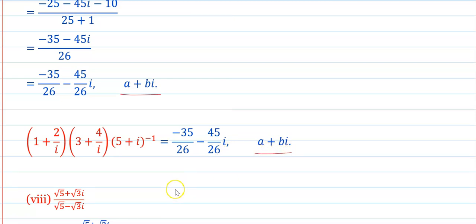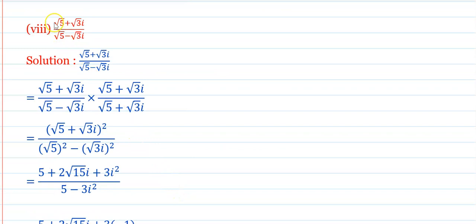Okay. Now the next problem, (root 5 plus root 3 i) upon (root 5 minus root 3 i). See, this is the expression. In this expression also, for simplification we will multiply the numerator and denominator by the conjugate of root 5 minus root 3 i. Then you will get (root 5 plus root 3 i) whole square, and here (a minus b)(a plus b) is a square minus b square.